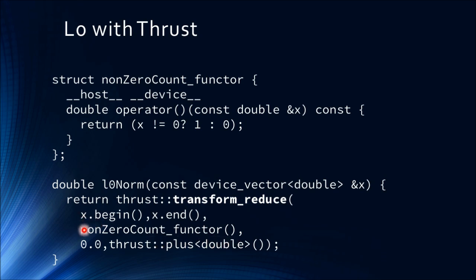So tell me if it's 1 or 0, if it's non-zero, and then add up all the non-zeros. That's transform reduce, that gets run on a GPU, it's very fast. It would also work on a CPU if you want to just play around with some of this stuff at home. However, you'll need to change this from device vector to host vector.